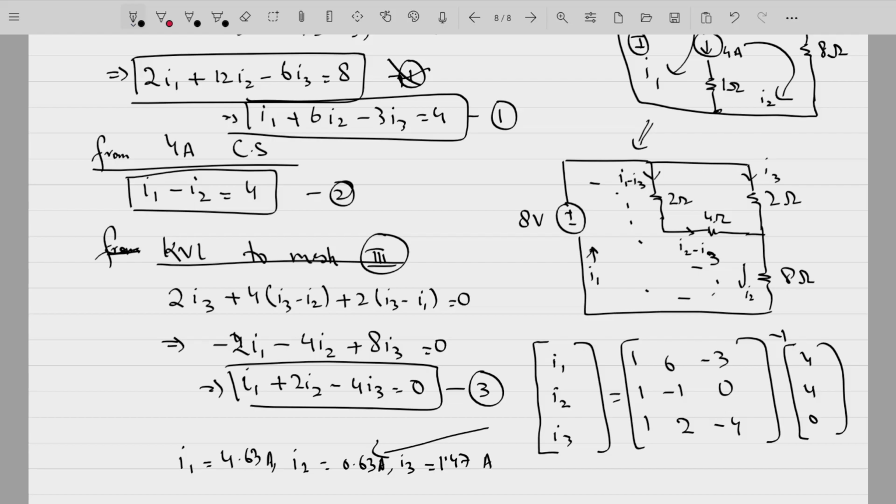So with the super mesh, what you have to do is ignore the current source, consider it as an open circuit, and by doing so, you form a larger mesh, apply the KVL equation to that larger mesh, and find the solution to that larger mesh. So that will be all for today. We'll continue with our discussion in the next session.